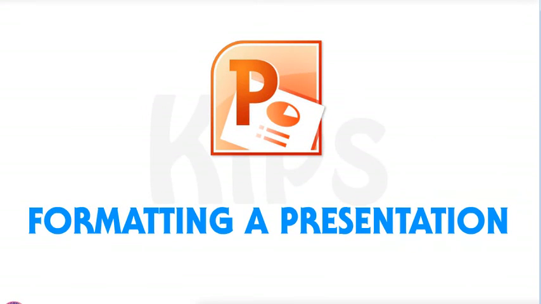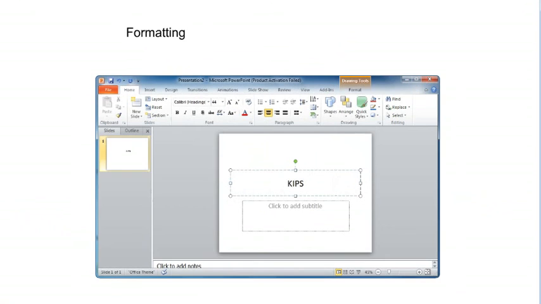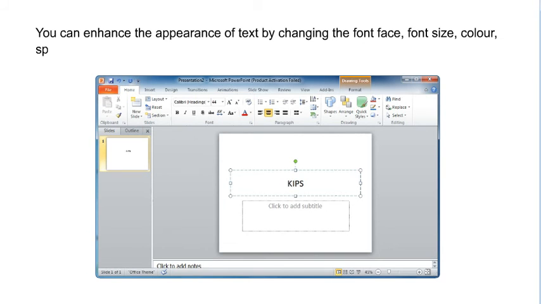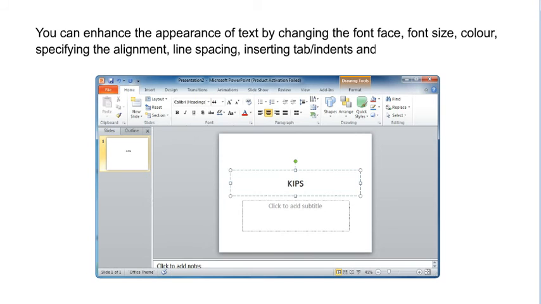Today we will learn about formatting a presentation. Formatting means changing the appearance of text. You can enhance the appearance of text by changing the font face, font size, color, specifying the alignment, line spacing, inserting tab or indents, and even applying bullets.